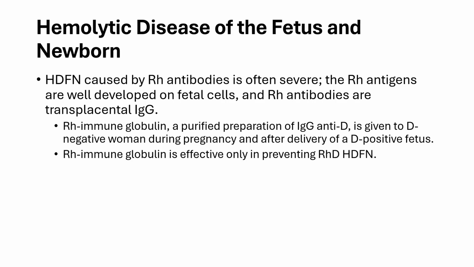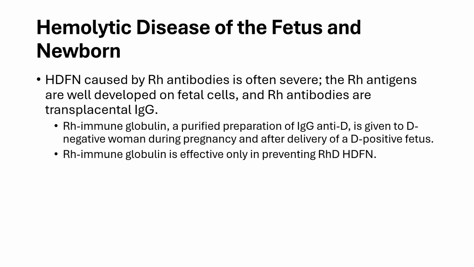To prevent Rh alloimmunization in D-negative mothers, Rh immune globulin, or RIG, is administered. RIG is a purified preparation of IgG anti-D antibodies. It is given to D-negative women during pregnancy, generally around the 28-week gestation mark, and after delivery if the newborn is Rh positive. The mechanism of RIG is that it binds any fetal Rh positive red blood cells in the maternal circulation, which prevents the mother's immune system from recognizing and then reacting to them.